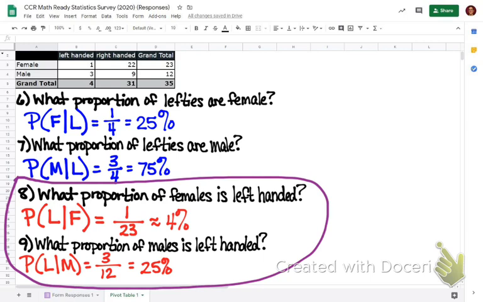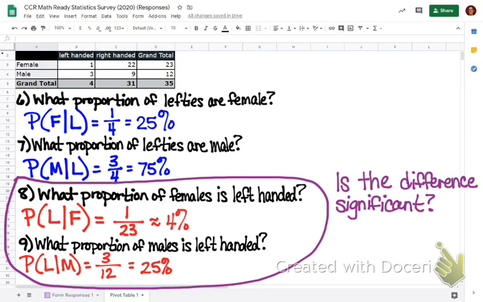Do you think the difference between left-handedness in males and females is significant? Well, in this case, answering that question, it's kind of hard to say. We only have a sample size of 35 people, and that's a very small sample size. However, the difference between 4% and 25% does seem to be large enough that it would be fair to say that there's probably some significance here, but how big or how small is really hard to say because of our very small sample size.